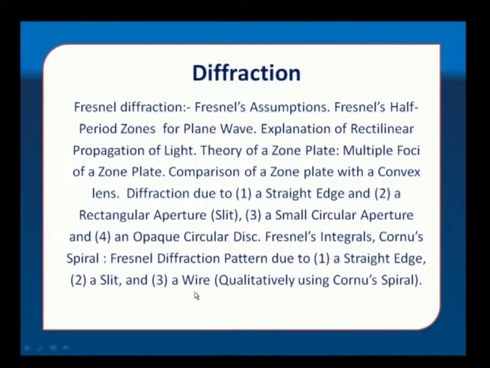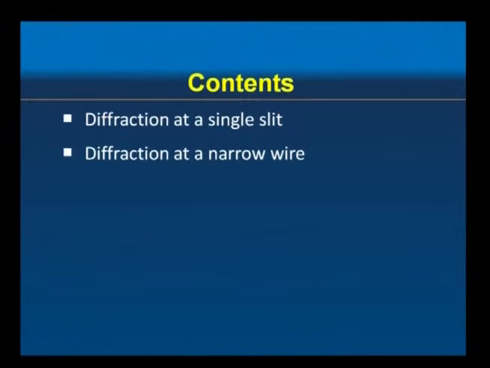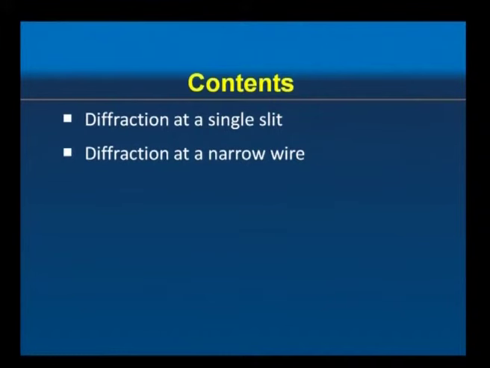Now these are the cases when light is incident on a small circular aperture. What happens in the diffraction pattern? These are things we have seen, and the contents of this lecture will be as follows: diffraction at a single slit and diffraction at a narrow wire. The diffraction at a narrow wire is an interesting case, and I will come to that later. Prior to that, we will go through the diffraction at a single slit.